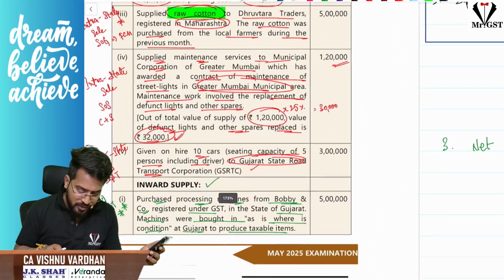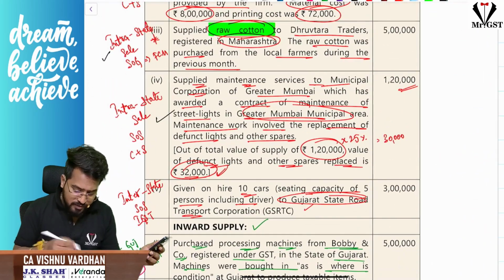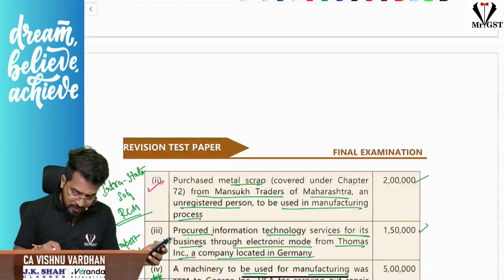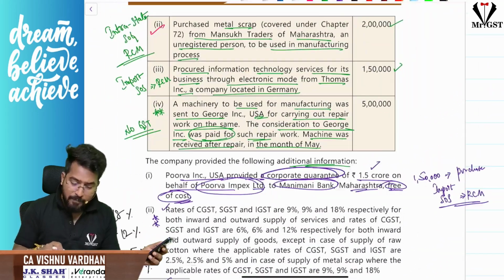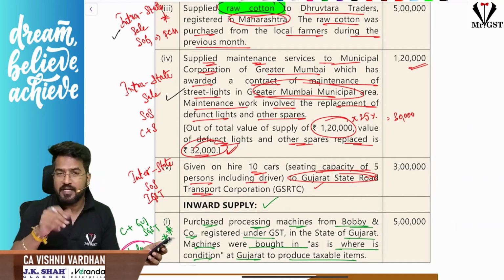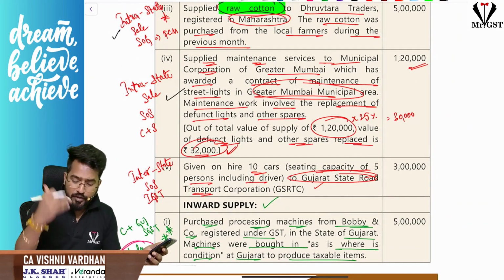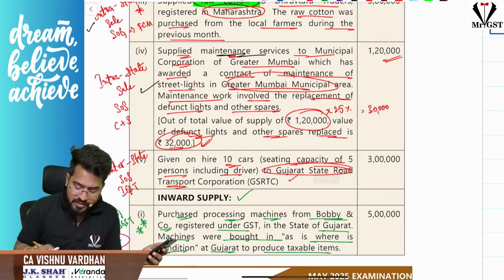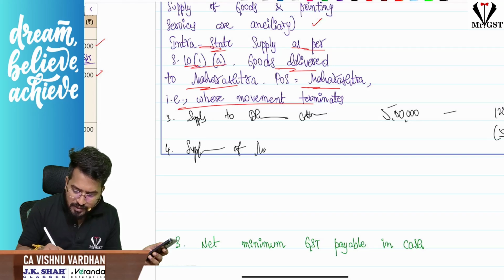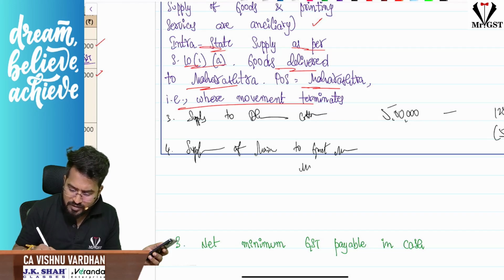Fourth one is maintenance for the Greater Mumbai municipal area. This is 1,20,000 into 18%, supply of service. There can be a mixed composition of both goods and services, but predominantly this is service, so it should be treated fully as supply of maintenance services. I will write supply of maintenance services to Greater Mumbai municipality.